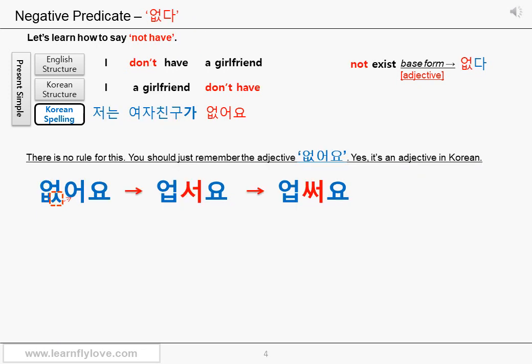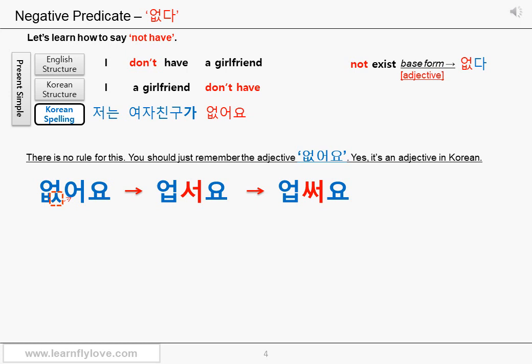Let's learn how to say not have in Korean. There's a one-word adjective for this in Korean. Let's see the example. I don't have a girlfriend. Let's rearrange the words. I, a girlfriend, not have. Then how would you say I have a girlfriend? Yes, 저는 여자친구가 있어요. You can use the predicate 있다.